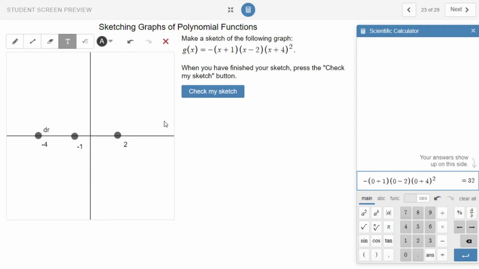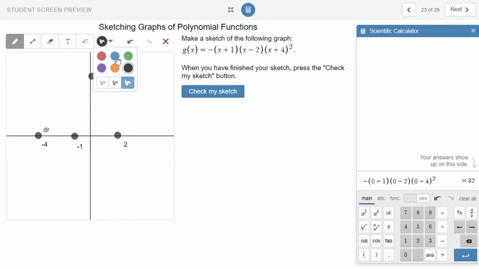All right, and I got 32, so I'm going to plot my point up here at 32, label that bad boy. And now we start connecting our dots. The right side is going to go down because of the negative in the front. It's a negative leading coefficient. So I'm going to draw my right side going down.